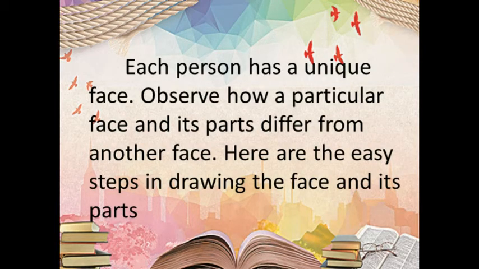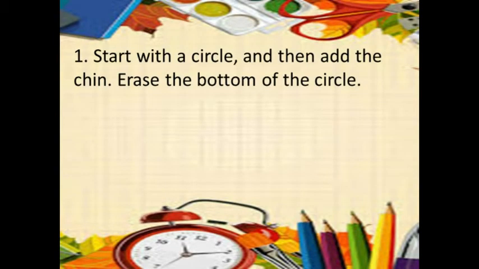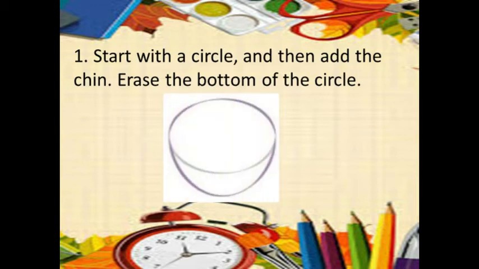Each person has a unique face. Observe how a particular face and its parts differ from another face. Here are the easy steps in drawing the face and its parts. First one is start with a circle and then add the chin. So erase the bottom of the circle just like this. We draw a circle, and then draw a chin. After drawing a chin, you erase the bottom of the circle. So that is the first step.